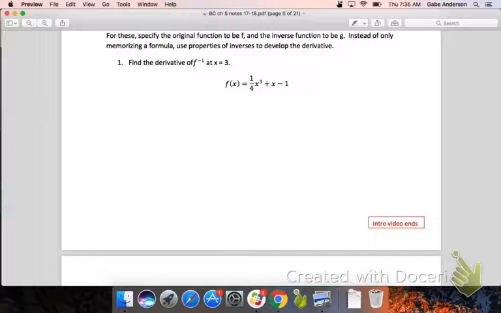We are going to develop a little formula, and I hope that you choose to memorize this formula, and I think over time, if you use it enough, you'll just sort of naturally memorize it. But here's how we do this. So we're going to derive the formula for the derivative of the inverse.